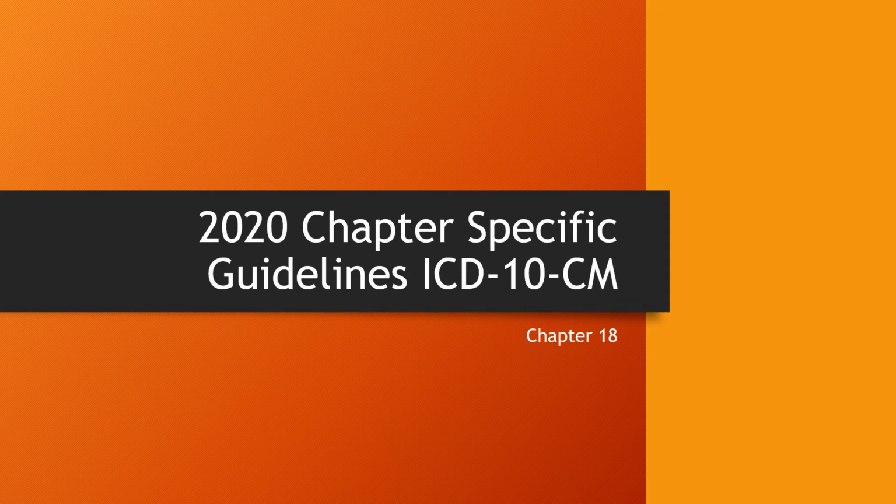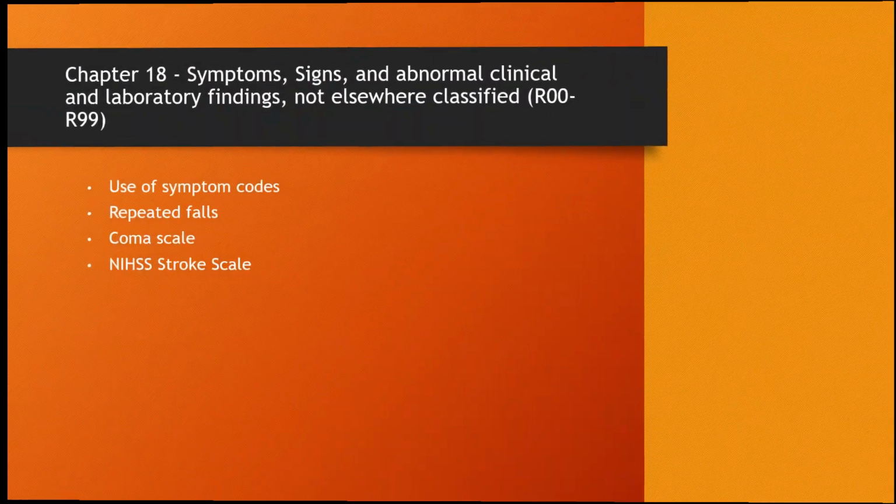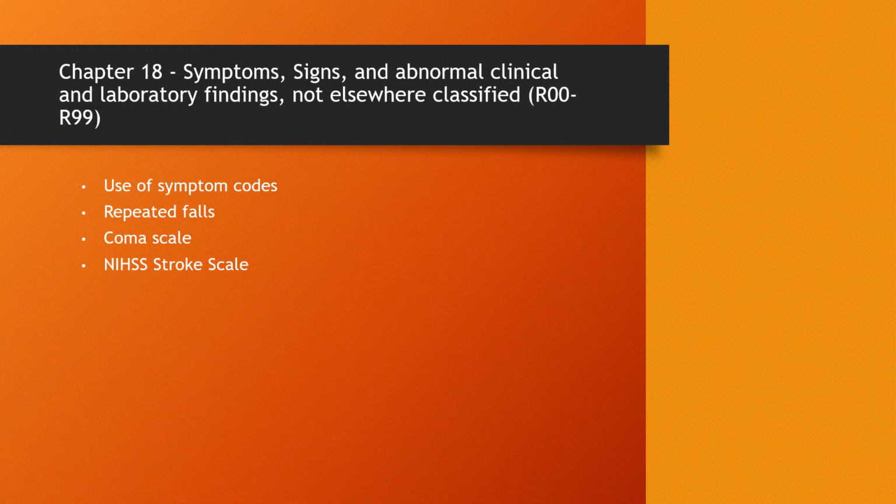This presentation on the 2020 Guidelines and Updates for ICD-10-CM was created by students at Cuyahoga Community College as part of a group project. This section will cover the chapter-specific guidelines for Chapter 18. Chapter 18. Signs, symptoms, and abnormal clinical and laboratory findings not elsewhere classified. These codes begin with the letter R.